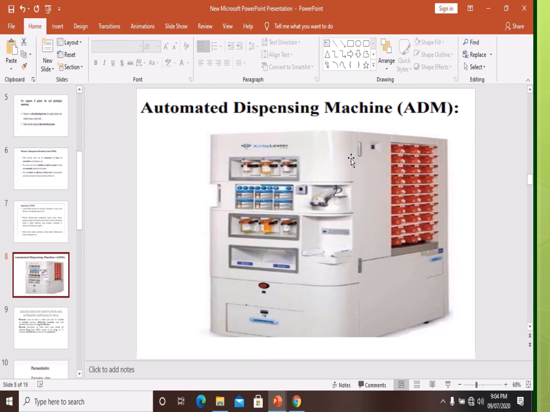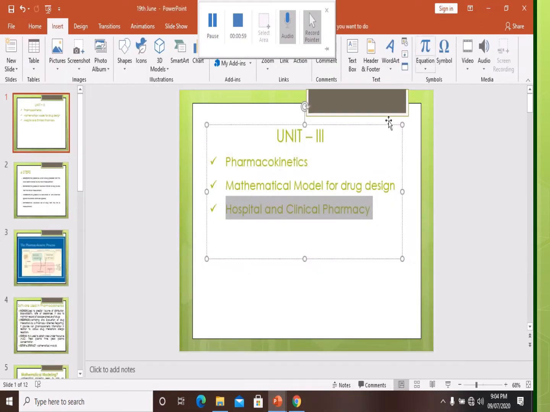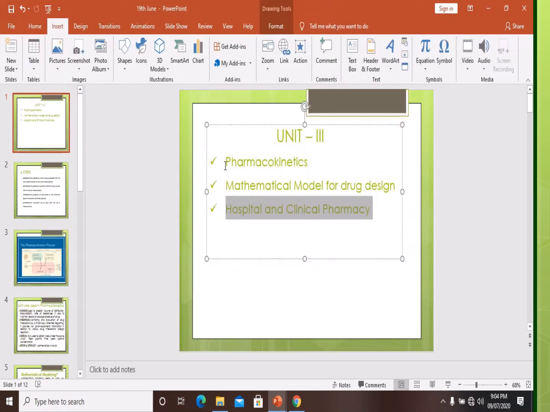Previously I have mentioned that I will send you some of the YouTube links for automatic dispensing machine. So in this class I will provide them in the last slide. Some of the YouTube links are there, showing how the machines automatically dispense the drugs to the patients. And today we are going to discuss pharmacokinetics.